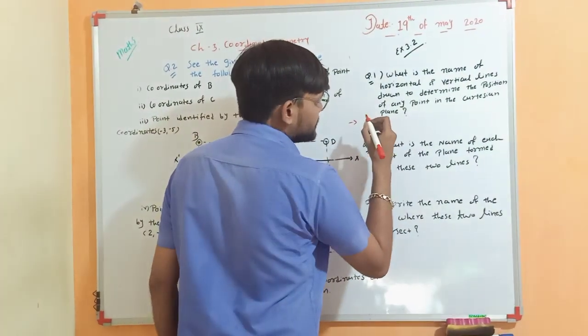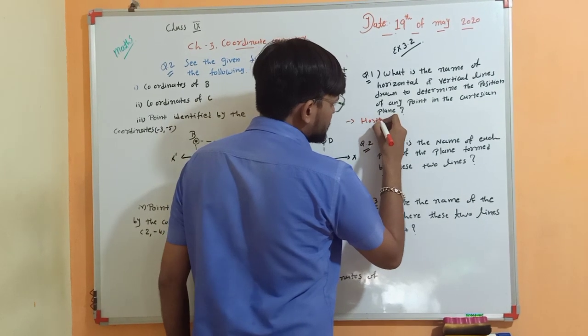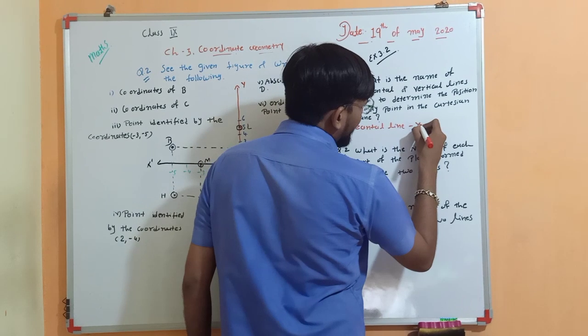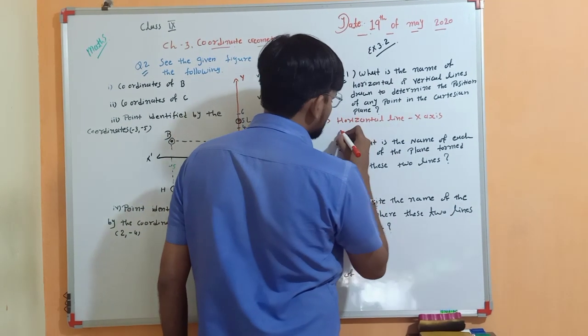So as we discussed, a horizontal line is called x-axis and vertical line is called y-axis.